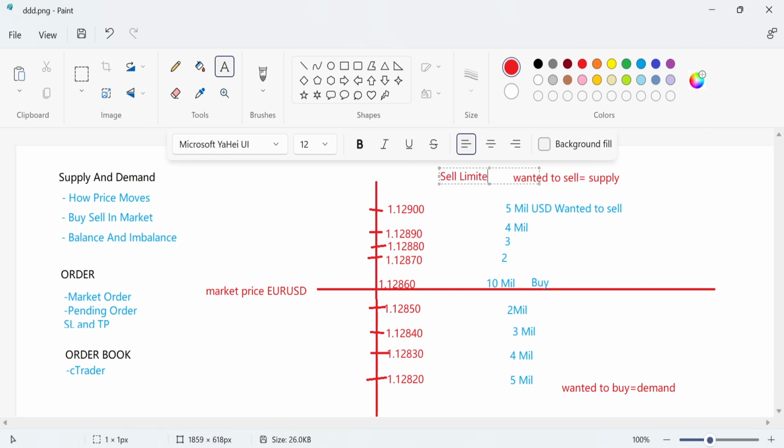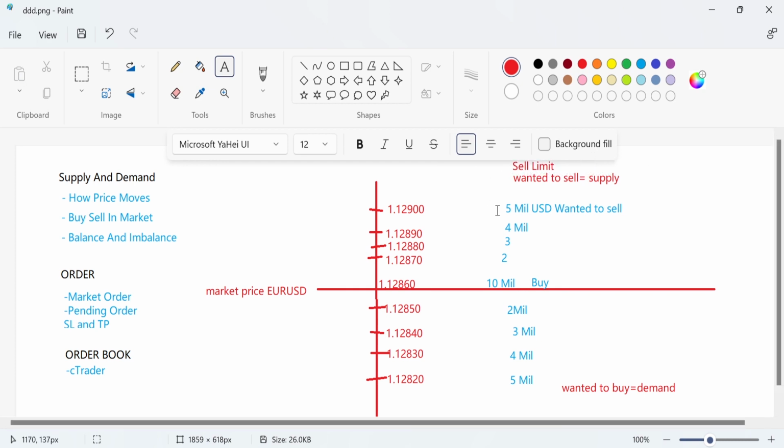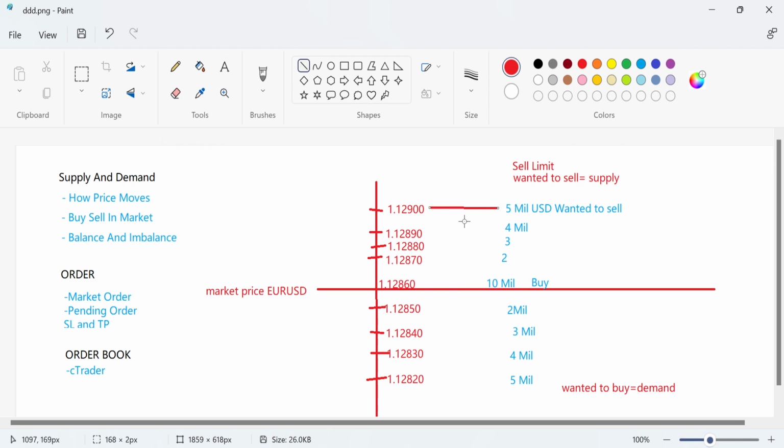For people who wanted to sell, they will use pending order sell limit. They wanted to sell 5 million at 1.12900, while others wanted to sell 4 million at 1.12890, 3 million, and 2 million. As for buy, the same. 1.12850, 2 million below the market price. 3 million, 4 million, 5 million. So all these people who wanted to buy will put buy limit.